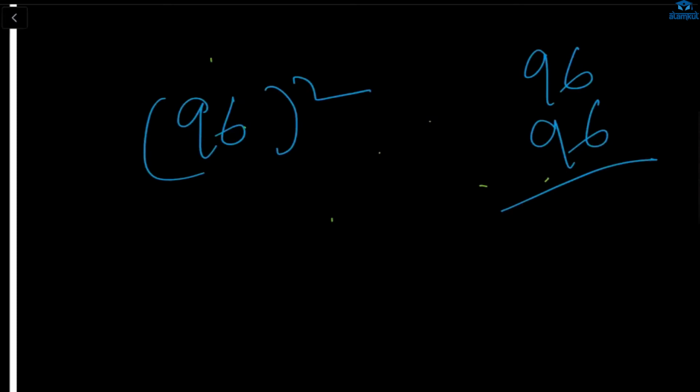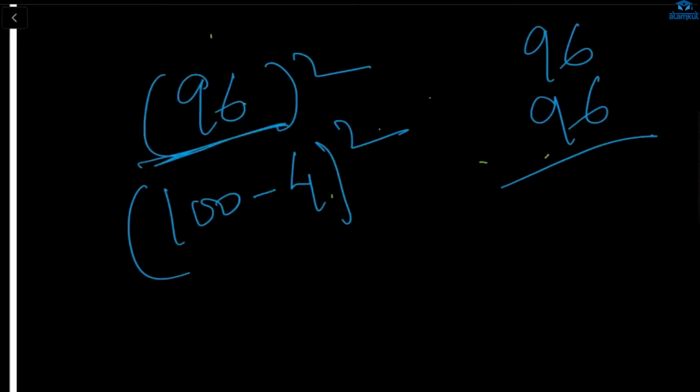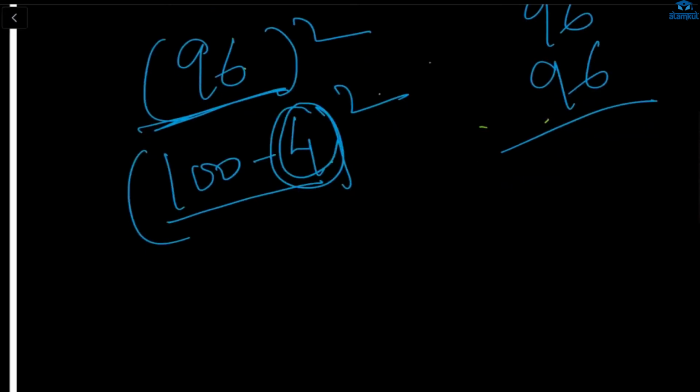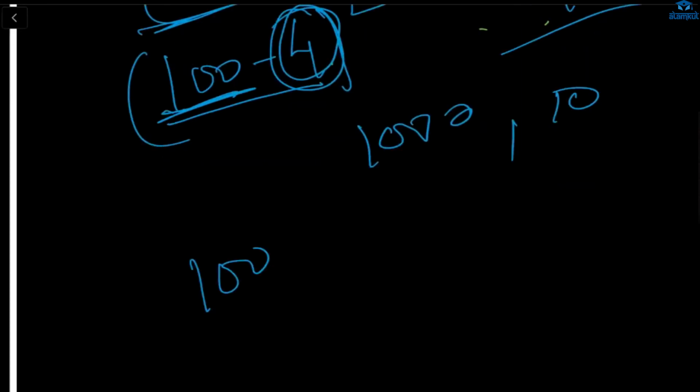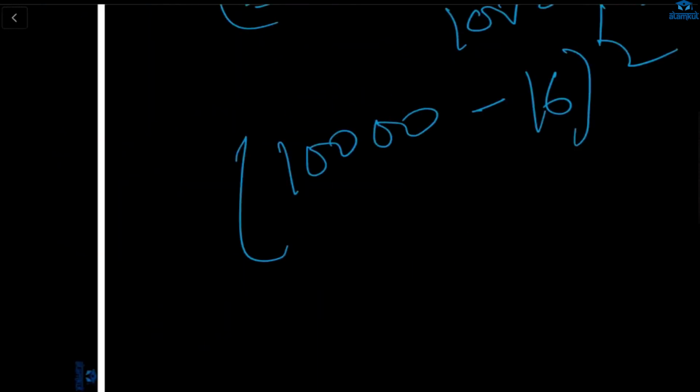Yes, ma'am, I would use the second identity. 100 minus 4 whole square. Now, 96 can be written as 100 minus 4 whole square. This way our calculation becomes very easy, because everybody knows the square of 4, and if not, you can calculate it also. The squares of 100, 1000, 10 are very easy, because you just need to put the zeros. 100 multiplied by 100 means 4 zeros you have to put. And then minus 16.